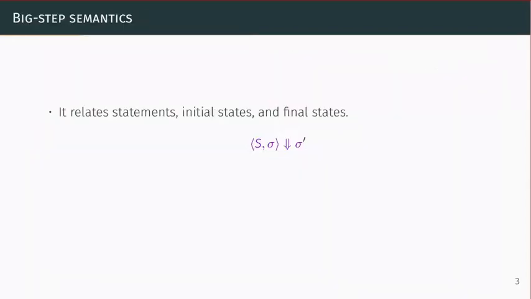So we're going to define a relation that relates statements, initial states, and final states. And the notation you see here means that if we execute s and the initial state is sigma, we obtain sigma prime as a final state. In the same way as we did with the language of arithmetic expressions, we are going to define this relation by means of axioms and rules. So let's start with the rules.